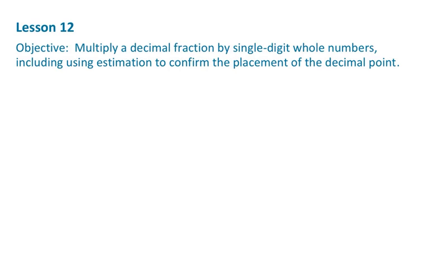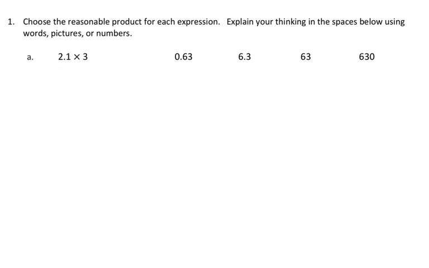This is grade 5, module 1, lesson 12. And the objective in this lesson is to multiply a decimal fraction by single-digit whole numbers, including using estimation to confirm the placement of the decimal point. So in 5th grade, we're looking for the students to think about what a reasonable answer is by using estimations. There's a lot of times they're doing calculations and it doesn't really relate to what they're looking for.